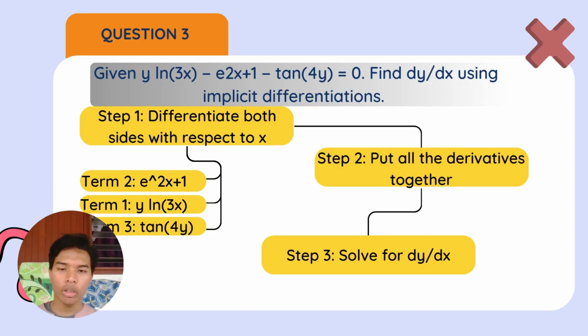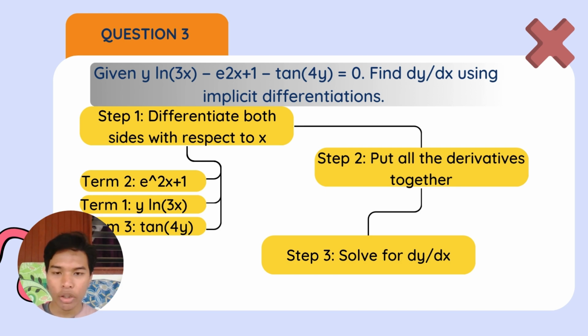For question 3, the question is: given y times x minus e^(2x+1) minus tan 4y equals 0, find dy/dx using implicit differentiation. Step 1. Differentiate both sides with respect to x.